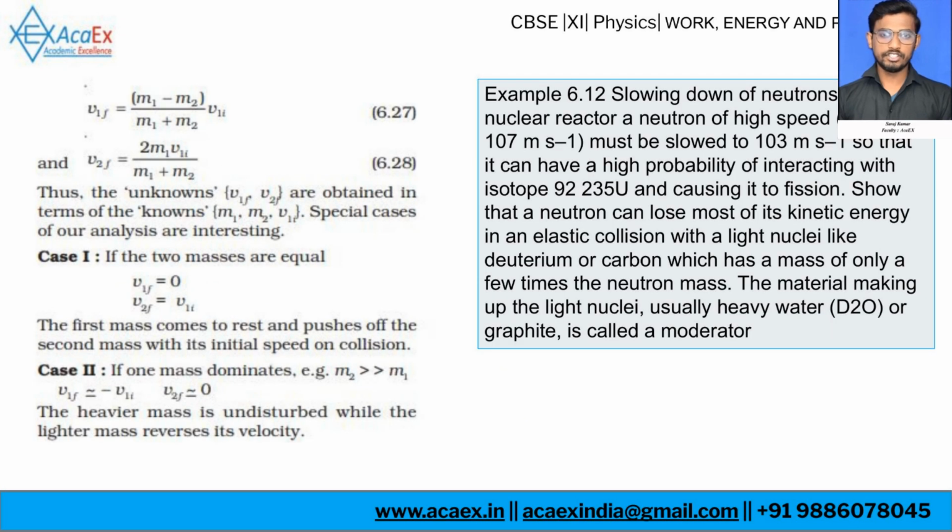Collisions in one dimension, completely inelastic: m1 v1i equals (m1 plus m2) vf. Elastic: equations conserve both momentum and kinetic energy. Special case: if the masses are equal, the first mass stops after collision and the second moves with the initial speed. If the second mass is much larger, the first rebounds and the second is nearly unaffected.